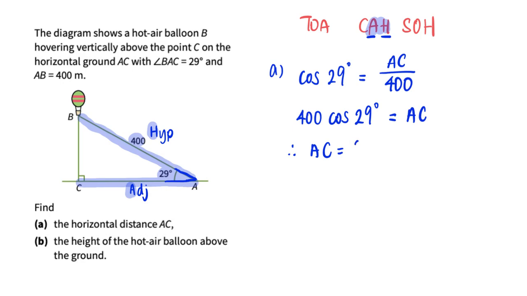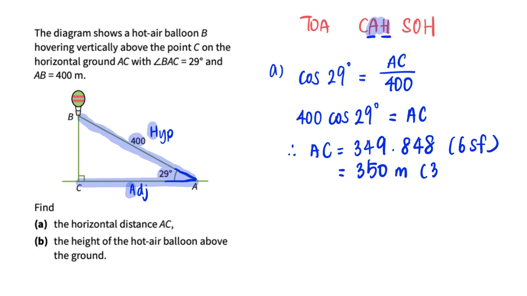Which will be 349.848 to about 6 significant figures, followed by the 3 significant figure answer, 350 meter. So part A is done. Now we are required to find the height, which is this above the ground.